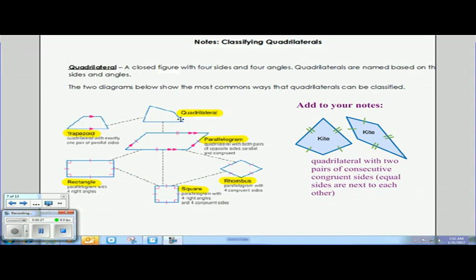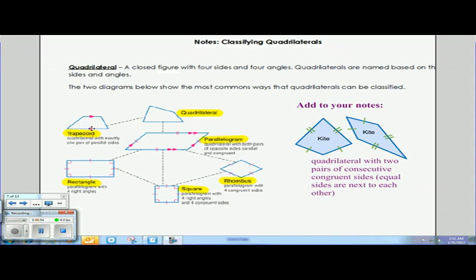So we have 2 diagrams here that show the most common ways that quadrilaterals can be classified. The most important is this flowchart that you see on this first page. At the top of our flowchart we have the quadrilateral. Now it just has the general definition that it has 4 sides and 4 angles. There are a couple of major types of quadrilaterals. One is the trapezoid.